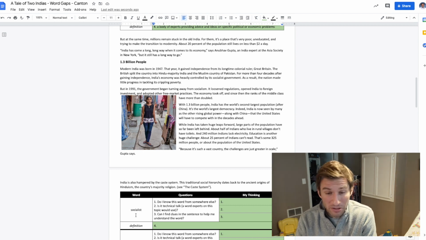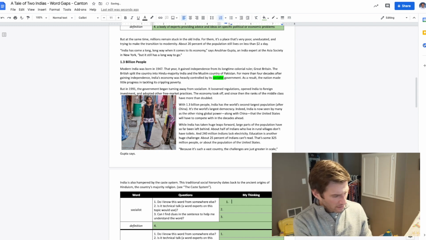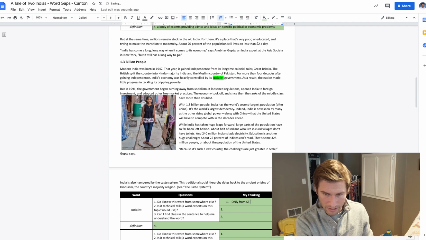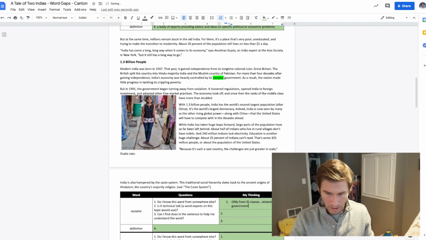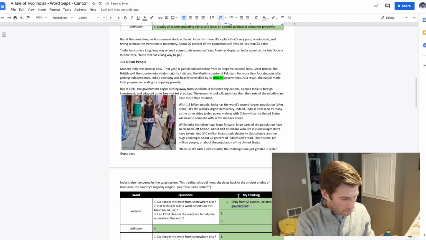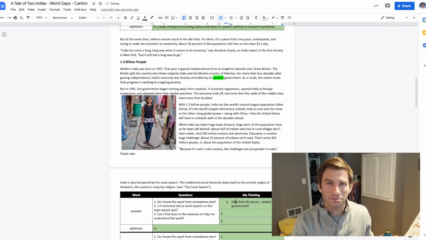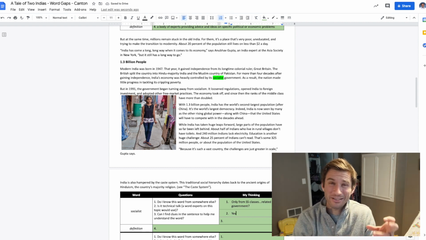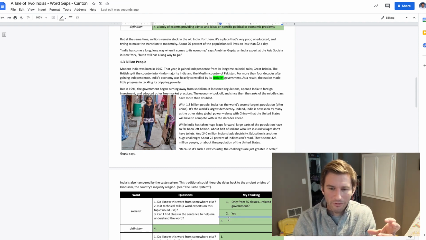Now, I already happen to know that socialist is one of the ones that we've identified, so we're just going to do it right in context here. And so I'm just going to go ahead and highlight that word. Do I know this word from somewhere else? Only from, I'm just going to put social studies classes related to government. Right? And so I'm just going to say, yeah, I do kind of recognize this word. I think it's related to government or to economics. Is it technical talk? Yes. And I'm just going to say I'm pretty sure it is, right? Because again, that sounds like a very social studies term and a very technical term.